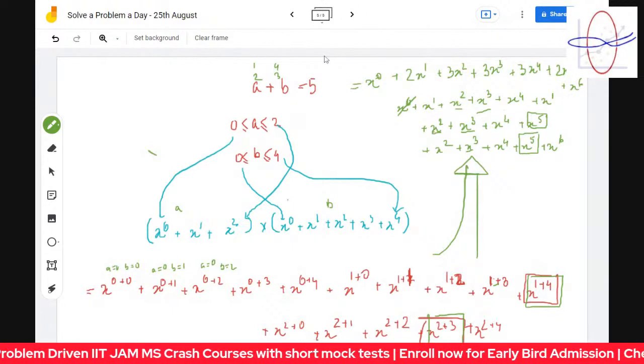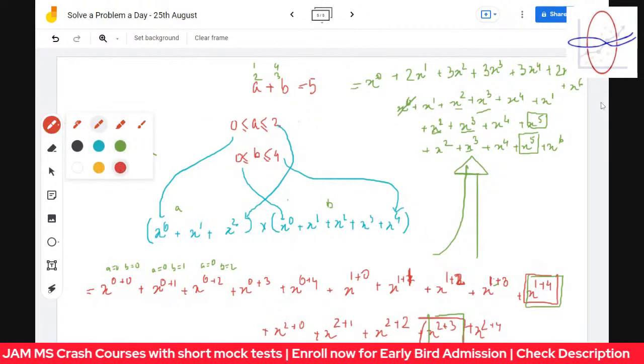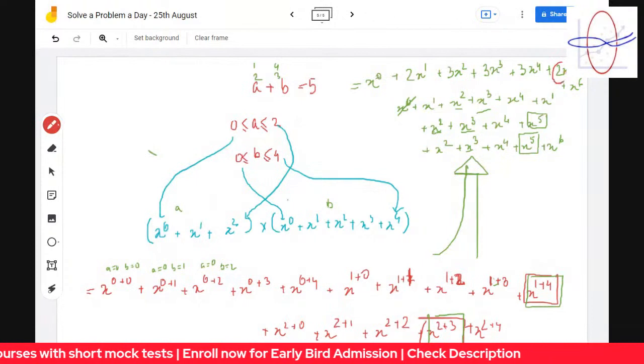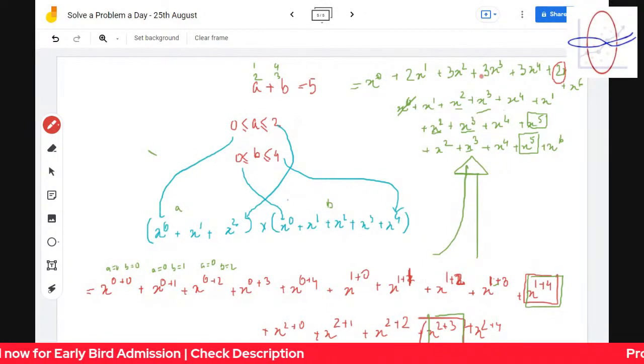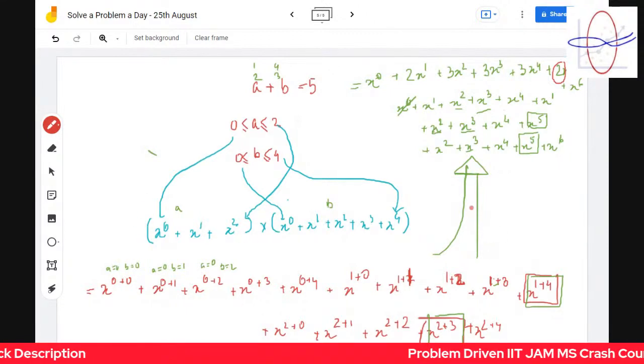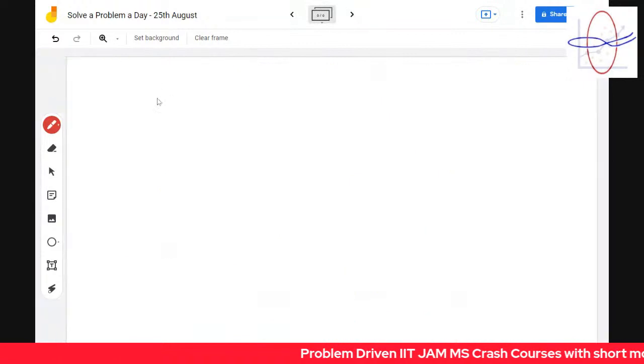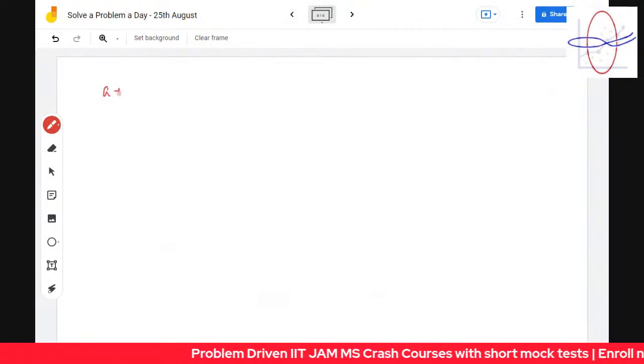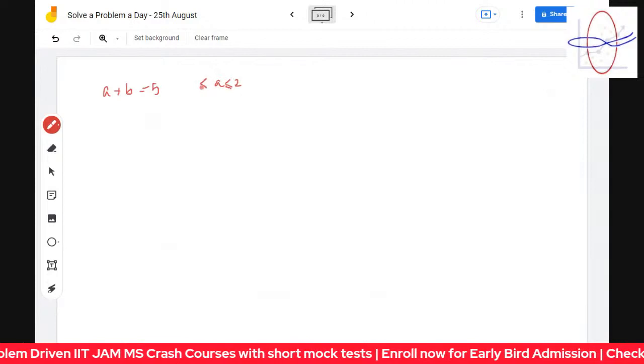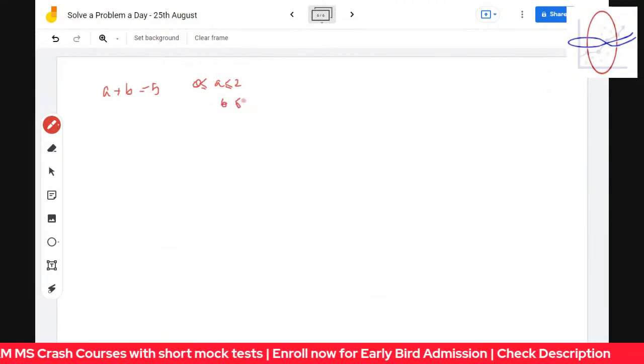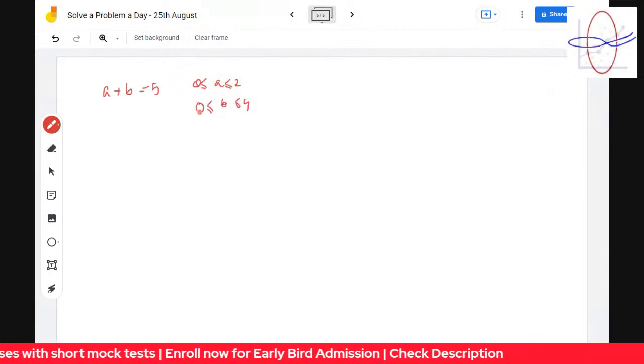So if you observe, there are two solutions and that's exactly the coefficient of x to the power 5, right? So what we are getting is a connection between multiplying this out and finding the coefficient. So if we need to find the solutions of this with the given condition that a is less than or equal to 2 and greater than or equal to 0, and b is less than or equal to 4 and greater than or equal to 0.